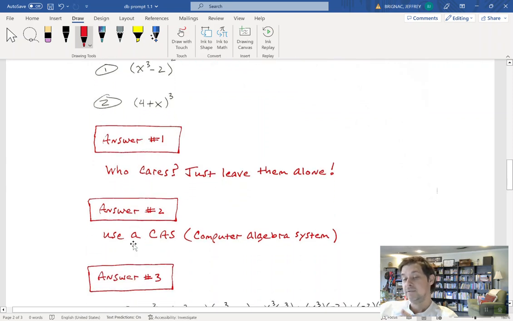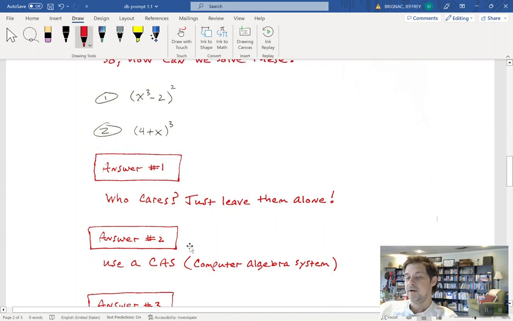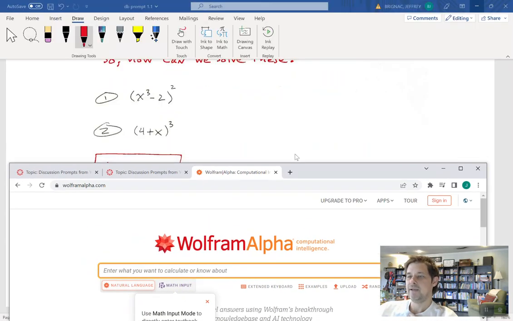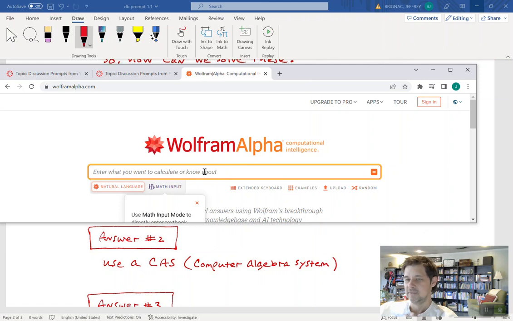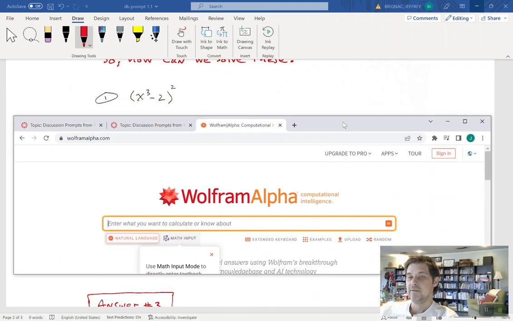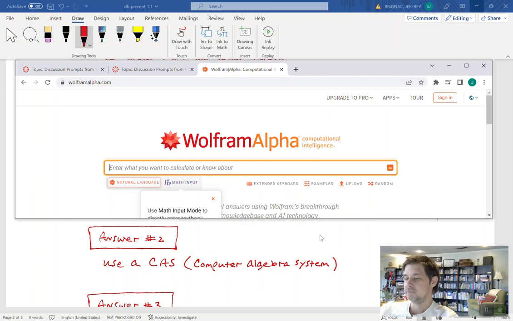My second answer is you could use a computer algebra system, okay? In our class, I don't want you doing this all the time because our curriculum doesn't involve you having a computer do all the work for you. Okay, that's just the way that it is. But it would be bad if I didn't mention this, or if I didn't say that you could do this some of the time. All right. So here's one I like, wolframalpha.com. There are lots of computer algebra systems online.